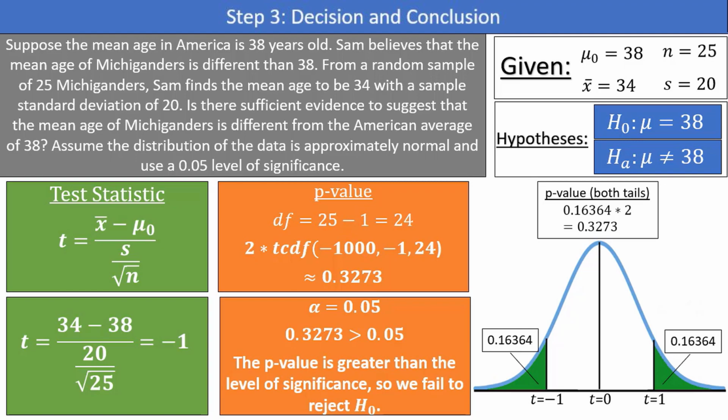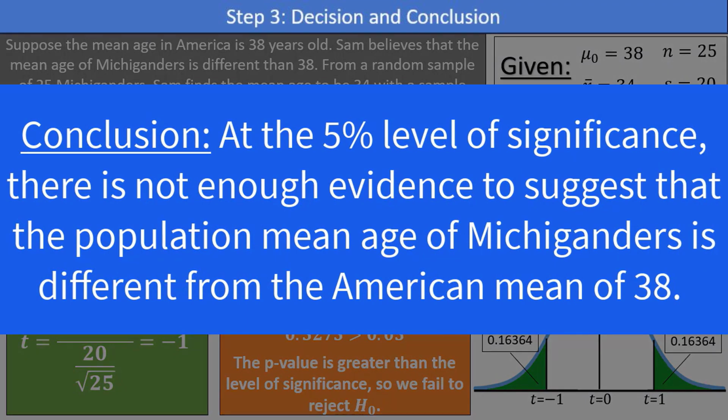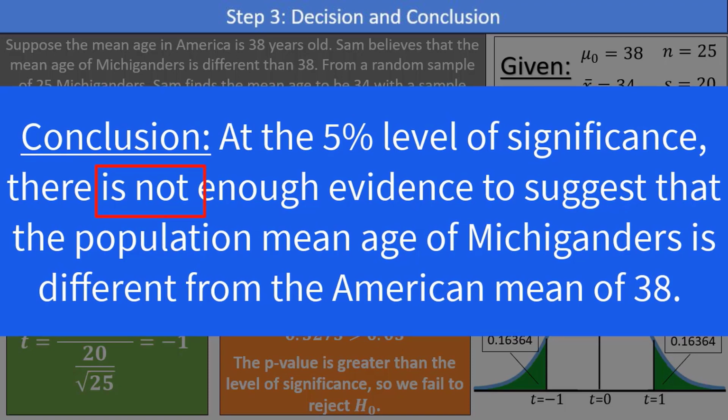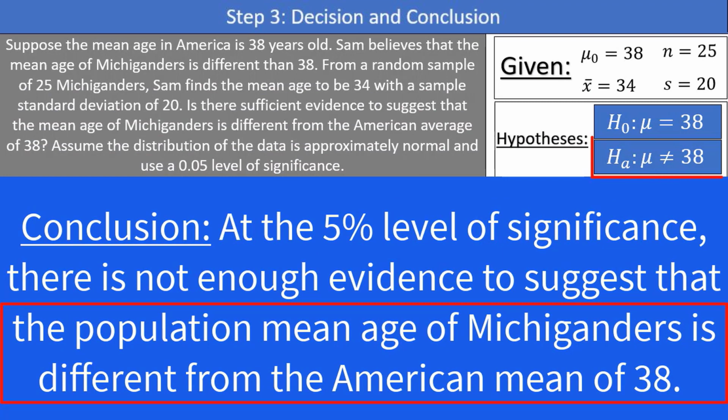The conclusion is that, at the 5% level of significance, there is not enough evidence to suggest that the population mean age of Michiganders is different from the American mean of 38. We use "is not" as we failed to reject the null hypothesis, and this part here represents the alternative hypothesis in words. And we are done.